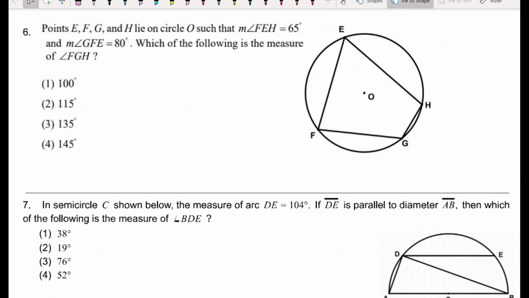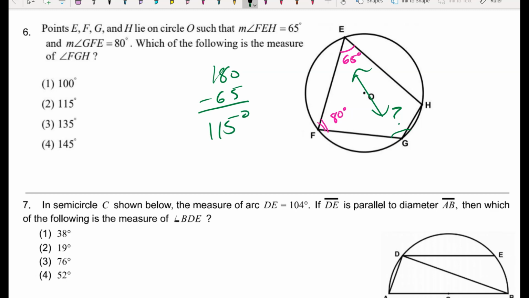Number 6. Points E, F, G, and H lie on circle O such that the measure of angle FEH is 65 degrees, and the measure of GFE is 80 degrees. Then which of the following is the measure of angle FGH? Well, this is a quadrilateral inscribed in a circle, so remember that opposite angles are supplementary. So if I just subtract 65 from 180, I find that the missing angle is 115 degrees. If I needed angle H, I could just look at the 80 degrees opposite from it and find that's 100 degrees.